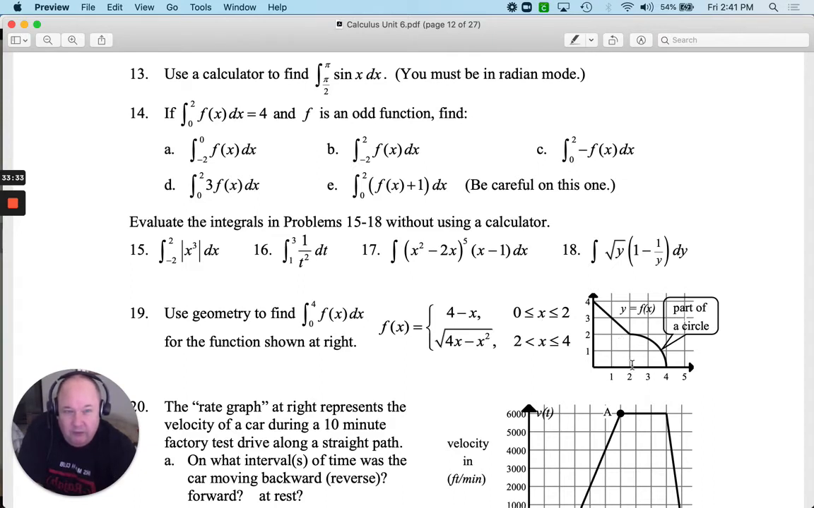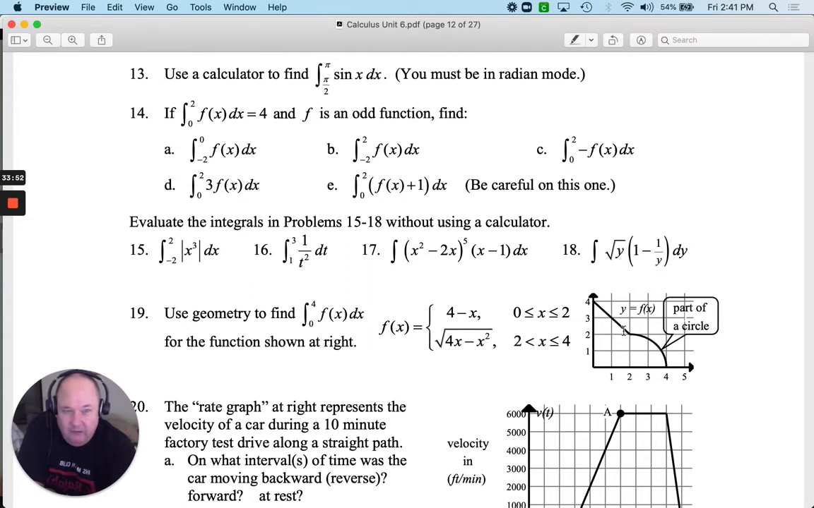So from 0 to 2, it's a trapezoid. That's simple. So from 0 to 2, what is that trapezoid? The bases are 4 and 2. So that's 6. And the height or the width is 2. So it's 1/2 times 6 times 2.